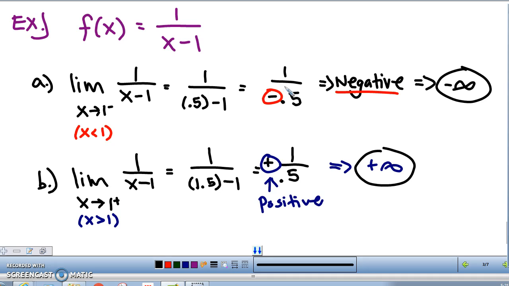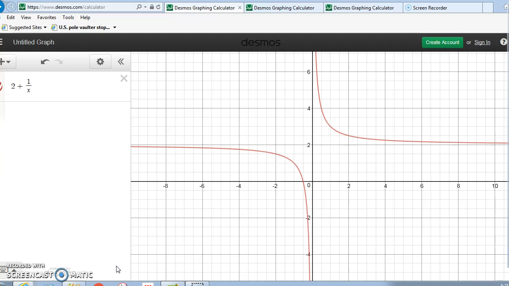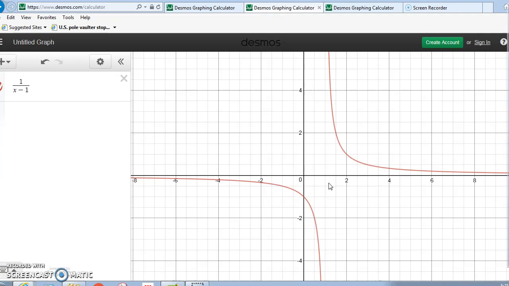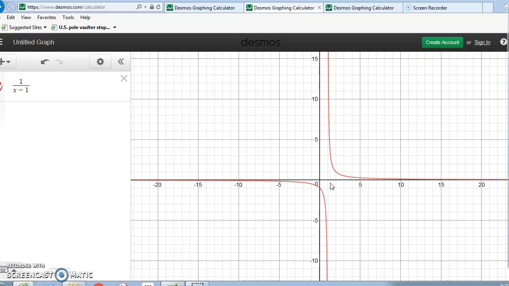Okay, so as x approaches 1 from the negative side, this function goes to negative infinity. However, when x approaches 1 from the positive side, this function approaches positive infinity. And we can confirm it with the graph here. Okay, as x approaches 1 from the positive side, we're going to positive infinity. However, when x approaches 1 from the negative side, it goes to negative infinity.